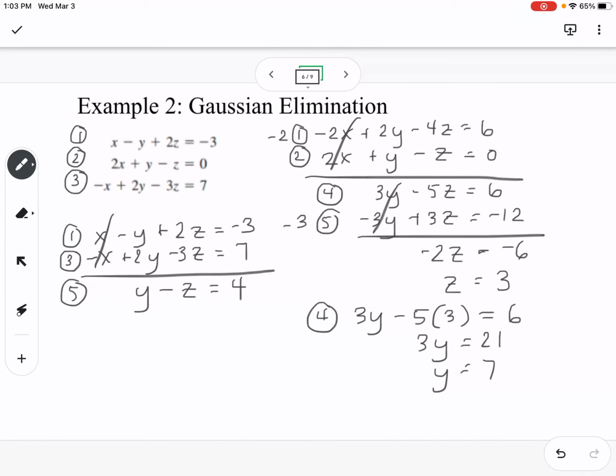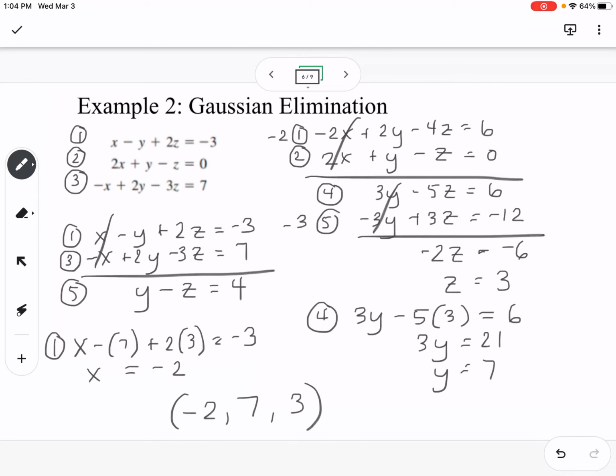Then I'm going to plug both z and y into equation 1. So that would be x minus 7 plus 2 times 3 equals negative 3. So that would be x minus 7 plus 6, so it'd be x minus 1 equals negative 3, and I can add 1 to both sides, I get negative 2. So that means my solution would be negative 2, 7, 3.